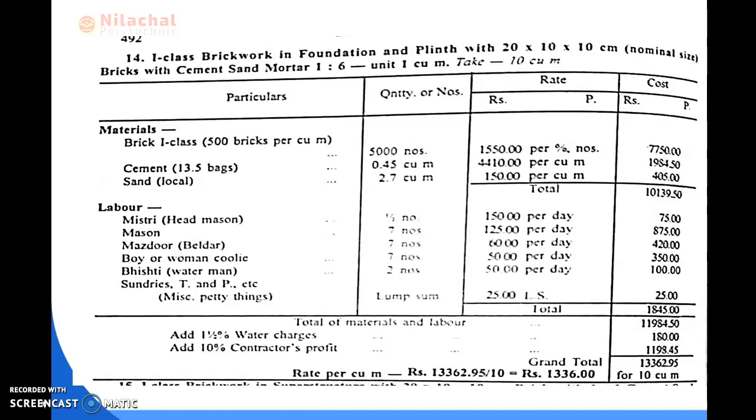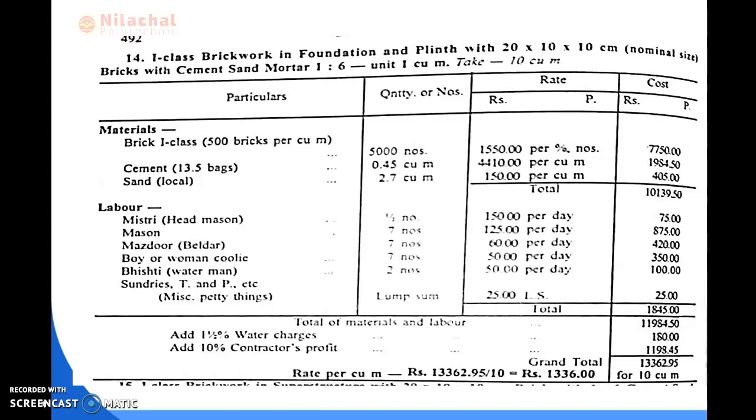Then the labor requirement for the mistri, mason, mazdoor, boys and women coolies, and bisti is required for the brickwork. So mistri or head mason is required half a number for 10 cubic of brickwork, and mason 7 numbers are used for the 10 cubic of brickwork, and the mazdoor 7 numbers for the 10 cubic of brickwork, and boys and women coolies 7 numbers for the 10 cubic of brickwork, and the sundry and the bisti 2 numbers for the 10 cubic of brickwork.